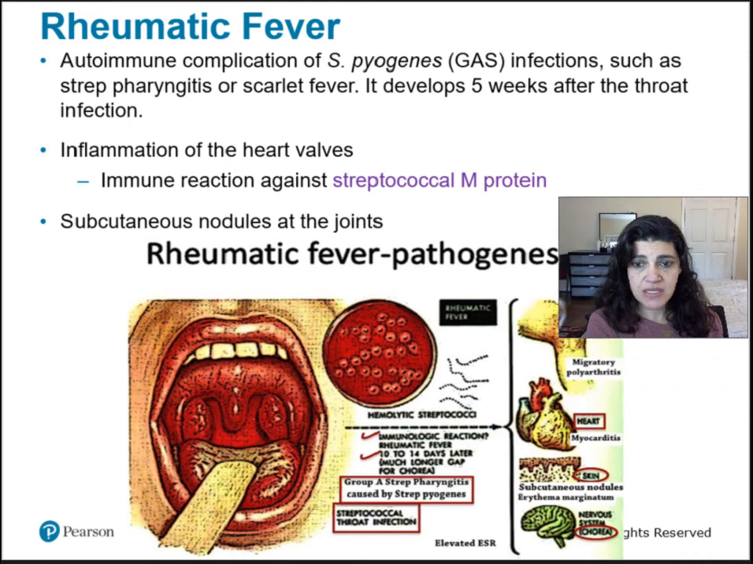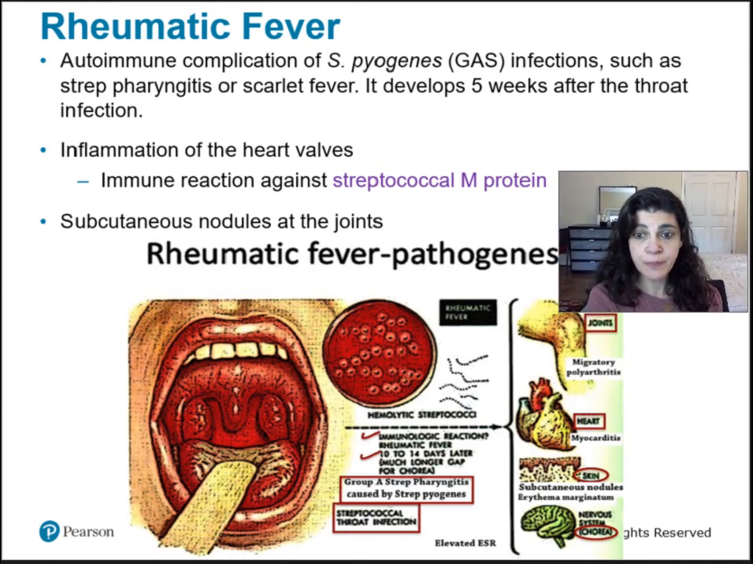Rheumatic fever is another disease that is important because it's also a complication of an infection either in the throat or another disease that is called scarlet fever. So these two diseases, strep throat that could develop into scarlet fever, which is a Streptococcus pyogenes that has an extra toxin and that causes scarlet fever instead of pharyngitis. These two diseases can lead to an autoimmune complication.